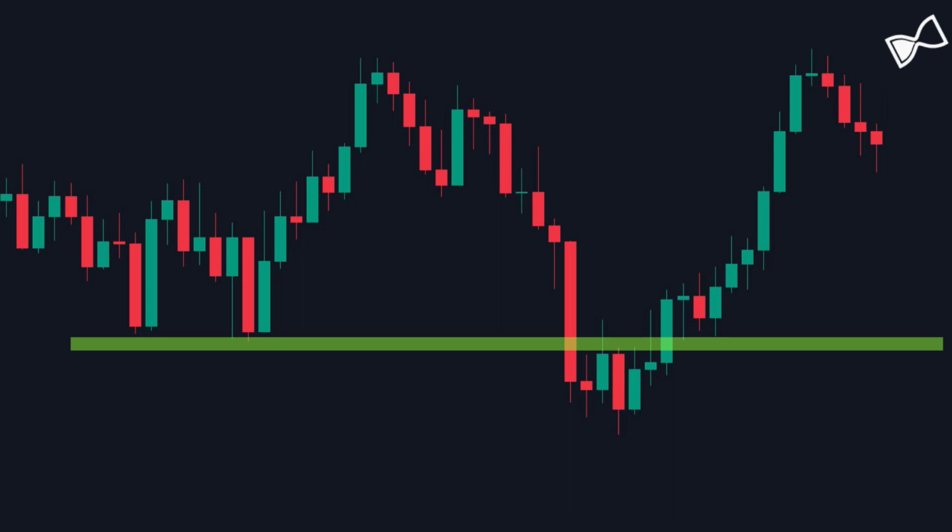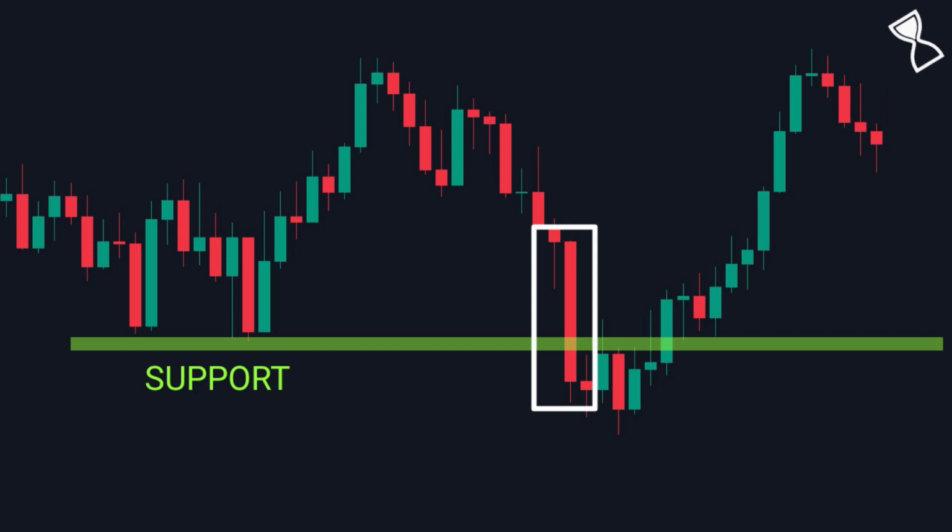Here's the next chart. We look left and we had a double bottom, and then price went up, making this support. And as you can obviously see, there was no trade here, because price makes a massive bearish engulfing candle and blows right through support.